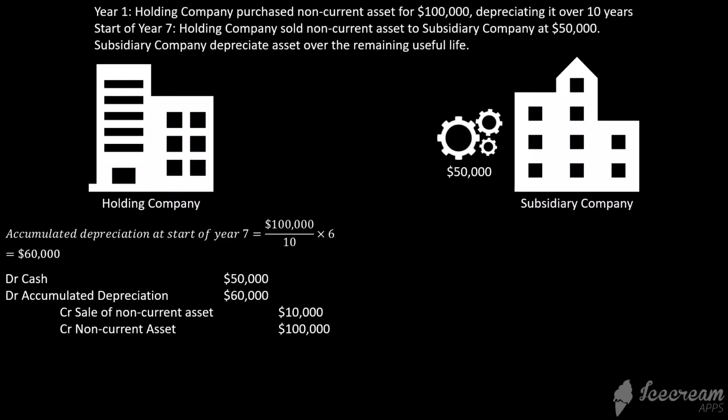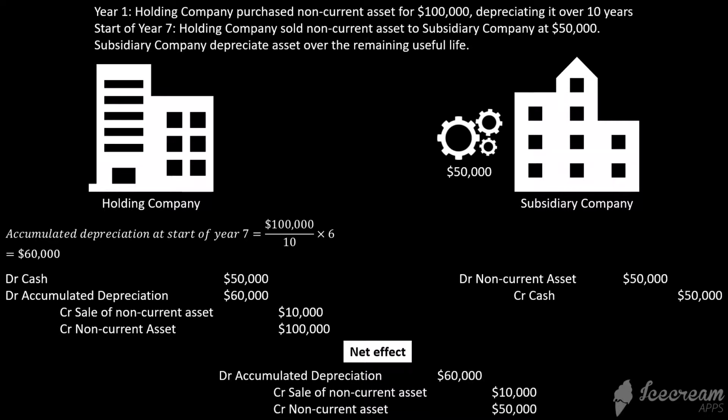On the subsidiary side, it will debit non-current asset and credit cash to record the purchase of non-current asset. If we combine the effect of these two transactions together, you will notice that the accumulated depreciation has decreased by $60,000. A gain of sale of non-current asset of $10,000 is recognized, and the cost of non-current assets has decreased by $50,000. In the group financial statement, we must record the non-current asset at its original cost, as though the sales did not take place.